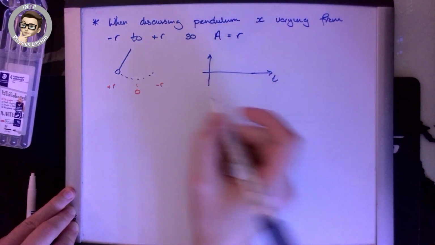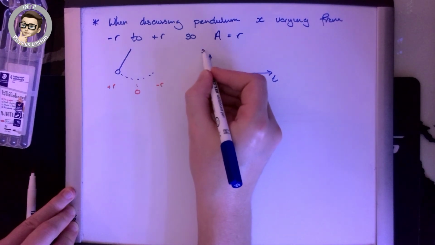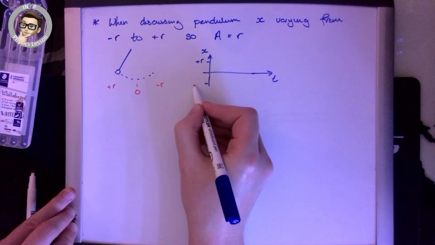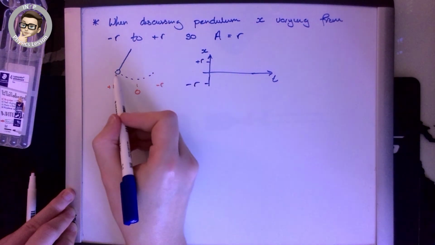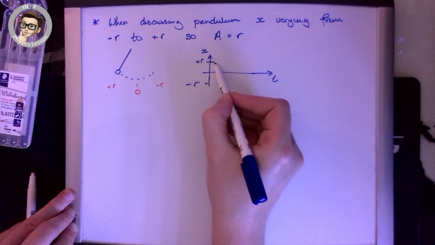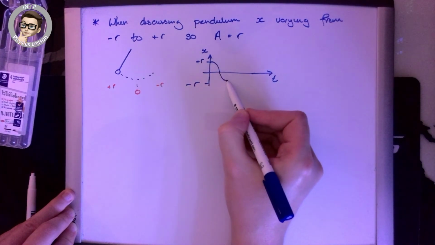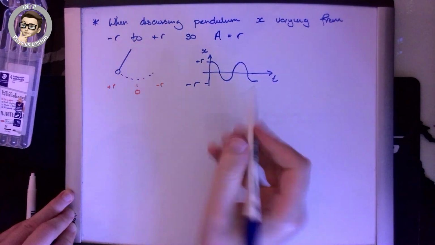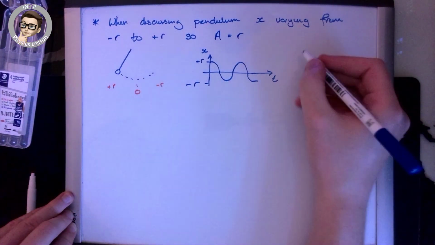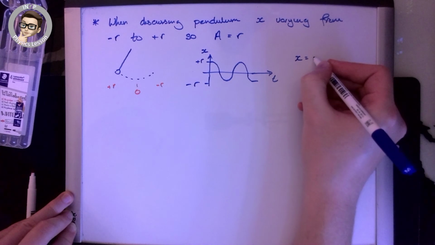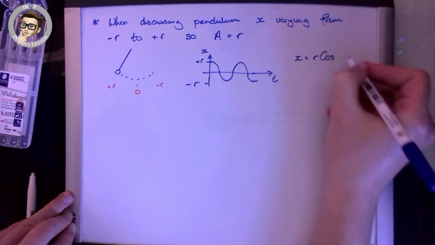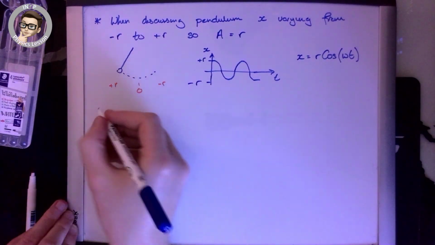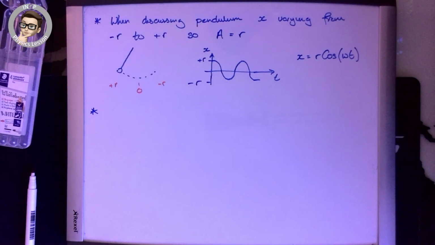We're going to have time along the x-axis, we'll call it displacement x, and we're going to move from plus r to minus r. We're going to start at the positive r, so we're going to end up with a cosine curve. So if I wanted to work out x as a function of time, then I'm going to say x is equal to r cosine omega t. So that's the first note to take away with this one.